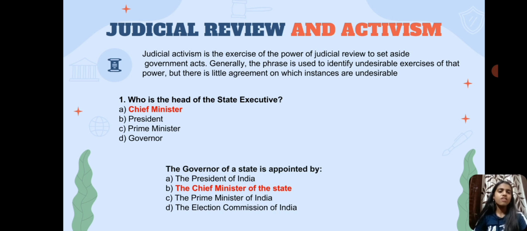Who is the head of the state executive? A. Chief Minister, B. President, C. Prime Minister, D. Governor. The right answer is the Chief Minister, who is the head of the state executive. The government of a state is appointed by A. the President of India, B. the Chief Minister of the state, C. the Prime Minister of India, D. the Election Commission of India. It is the Chief Minister of the state that is going to appoint the governor of that particular state.